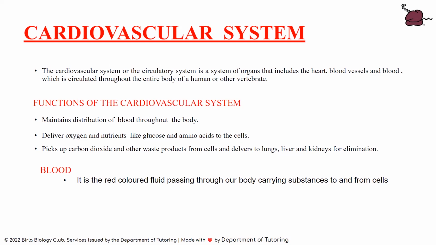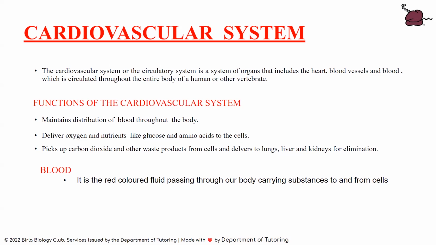And then we'll also quickly go through blood. Blood is the red colored fluid which is passing through our body and it carries substances to and from the cells. It is mainly composed of plasma and blood cells. Plasma is the colorless fluid part of the blood that carries the blood cells, proteins, hormones, and various other substances. Blood cells are of three types: erythrocytes, leukocytes, and thrombocytes.